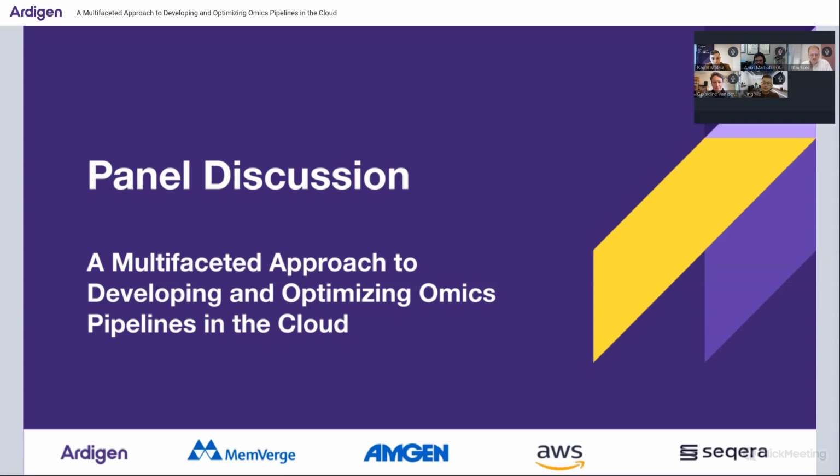The topic which we'll be covering today is a multi-phase approach to developing and optimizing Omics pipelines in the cloud. And this particular session was organized together by Ardigen together with MemVerge, Amgen, AWS, and Seqera.